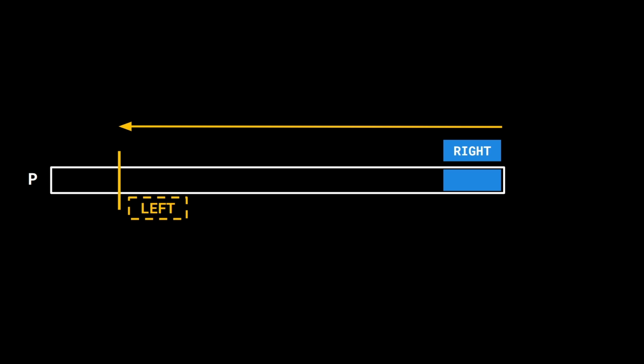We need to make a few observations. The first one is that if the border exists, the left border can be anywhere in P. It can even overlap the right border. But we know that the right border is always a suffix of P. So in order to find the left border, we will consider all suffixes of P, starting from the right.